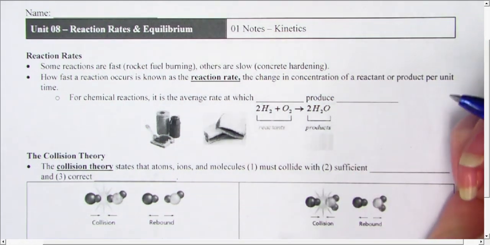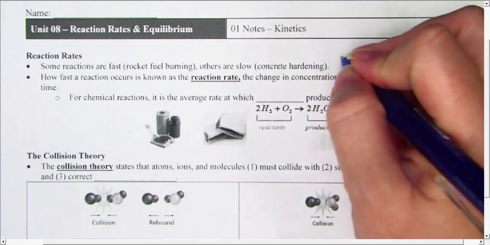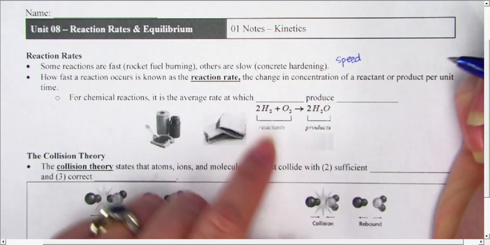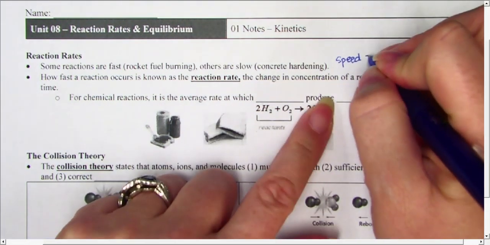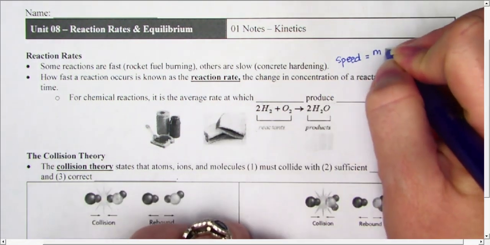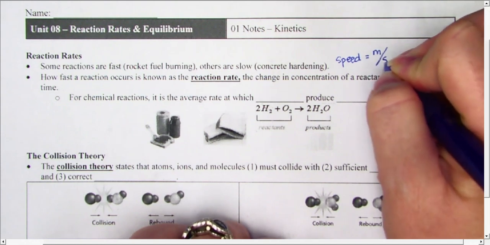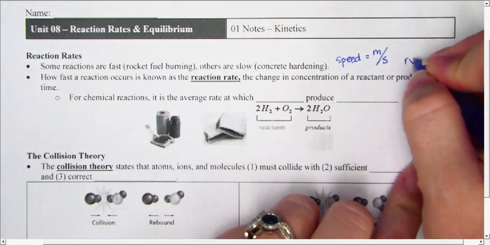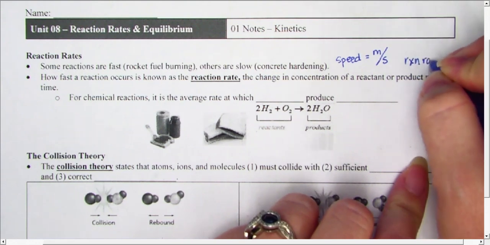So when we're thinking about things in rates, you might think of speed. Speed is a rate at which an object can move, and the units we have for speed are things like meters per second or miles per hour, like your car goes. The rate of a reaction can also be looked at.